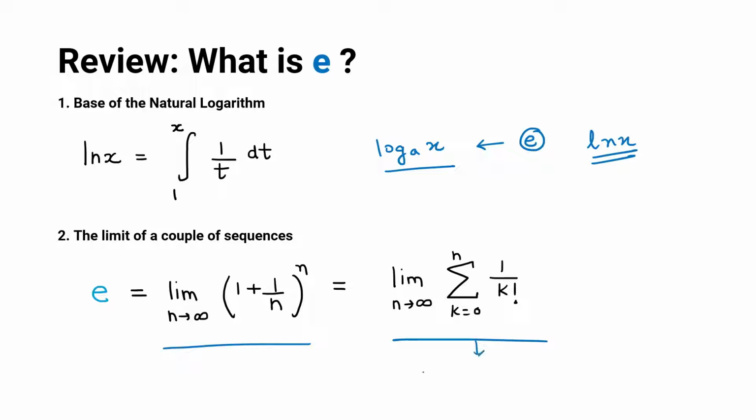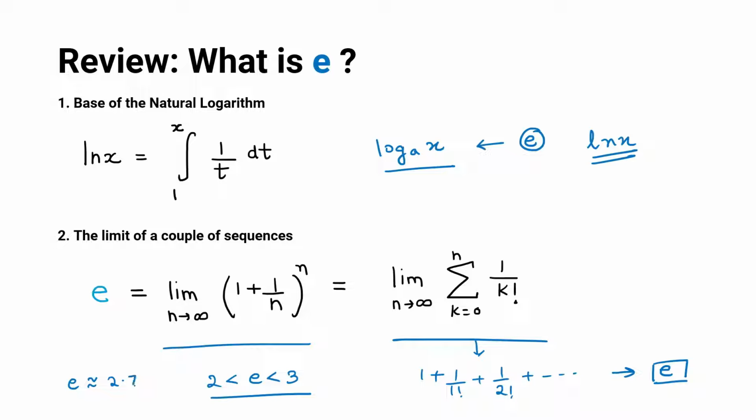If I just write this out, it is 1 plus 1 by 1 factorial plus 1 by 2 factorial plus, and all the way to n. And as we tend n to infinity, this expression also tends to e. Using these expressions, we can also figure out the bounds for e. We get that e lies between 2 and 3, and you are probably also aware that e is approximately 2.71, but right now we're not concerned with the exact value of e. We are only concerned with proving that e is an irrational number, i.e. its decimal expansion does not terminate.